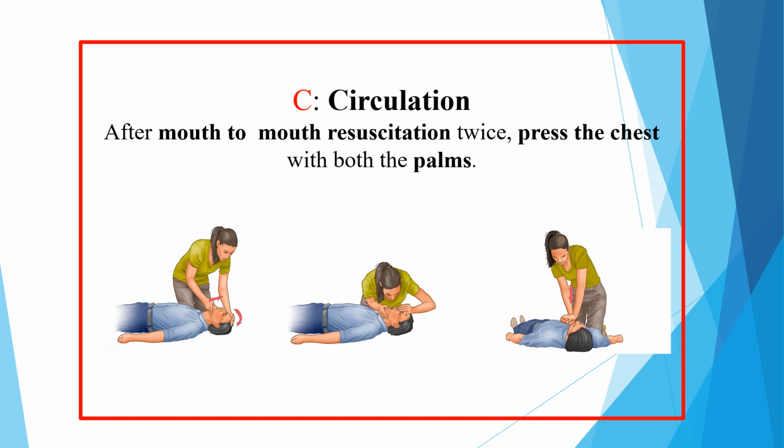Count aloud as you compress, 15 compressions at the rate of about 3 compressions for every 2 seconds. Finish the cycle by giving the victim 2 breaths. This process should be performed 4 times, 15 compressions and 2 breaths. After which, remember to check the victim's carotid artery for pulse and any signs of consciousness. If there is no pulse, continue performing 15 compressions and 2 breaths, checking for pulse after every 4 cycles until help arrives.